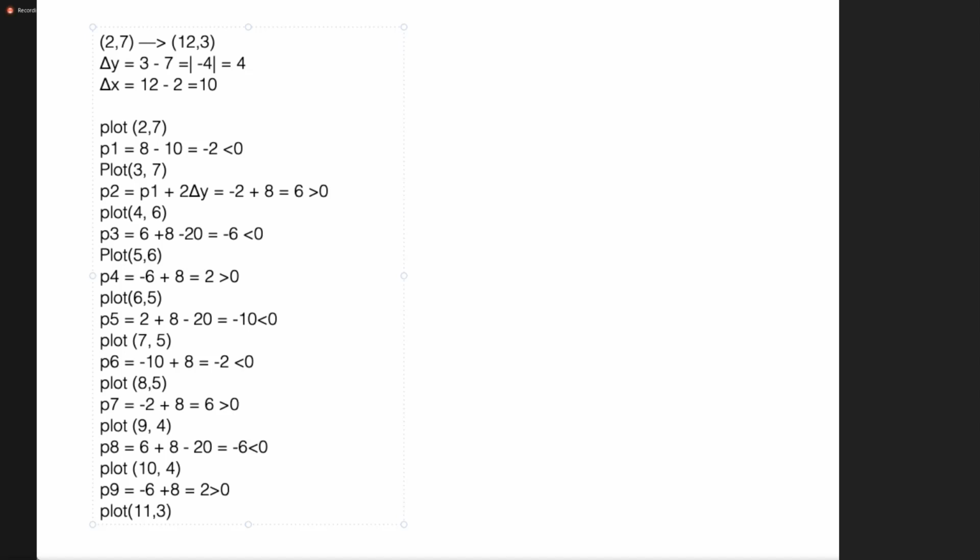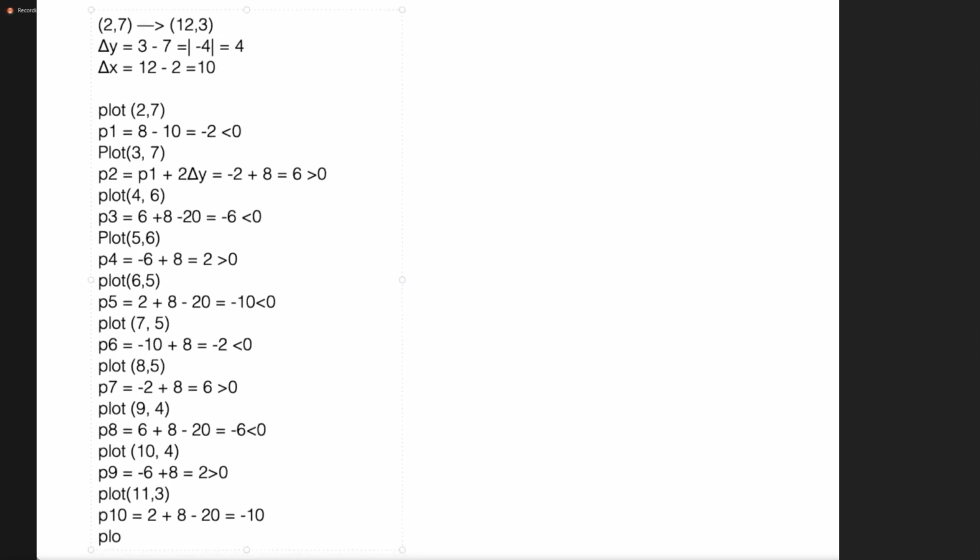So now we are coming to the last point; 11, 3 is there. And now we calculate P10: 2 plus 8, negative 10, minus 20 is going to be negative 10. Then we plot, as it is negative, 12, 3. Now that's how you can calculate. These are the points which are going to be plotted. So when there is a decrement in one of the directions, that coordinate has to be decreased one by one, not increased.